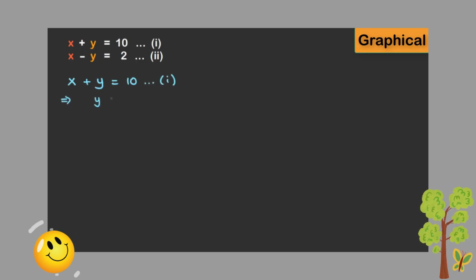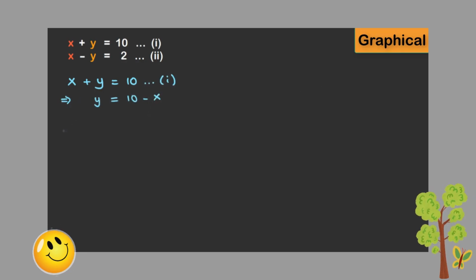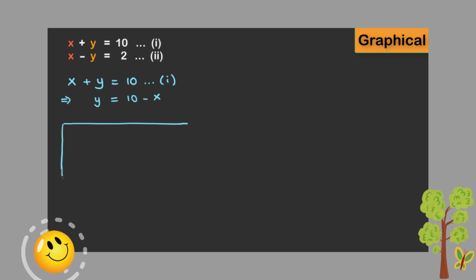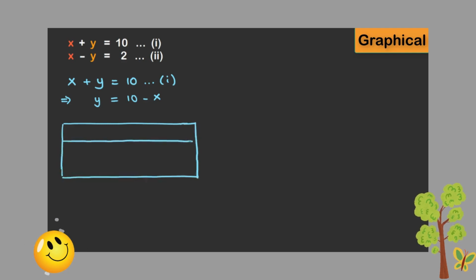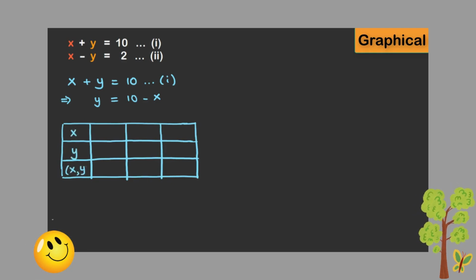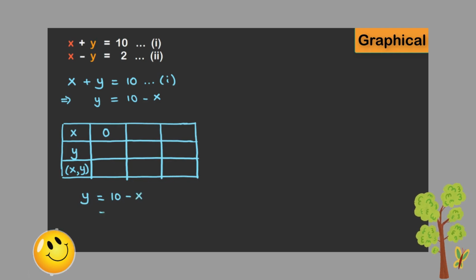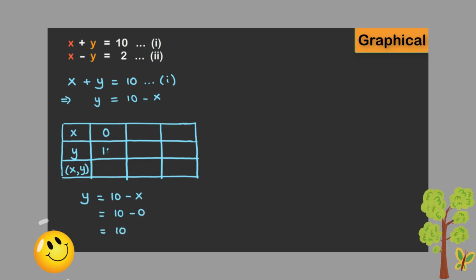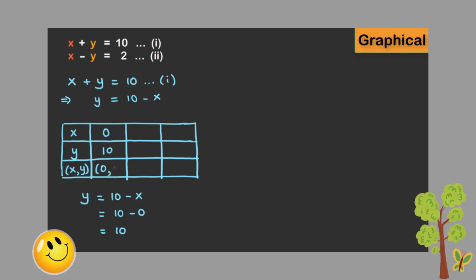Writing it in the form y equal to 10 minus x will make it easier to get the value of y by taking different values of x. Let's draw a table and take different values of x. If we take x equal to 0, we can get the value of y from our equation. We get y equal to 10. Let's fill it in the table and we have our first point x comma y, which is 0 comma 10.